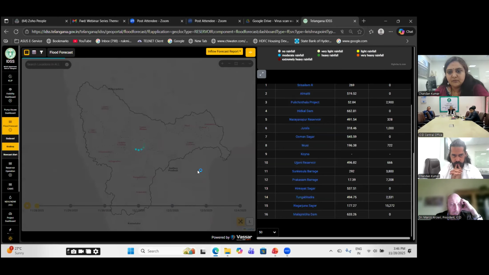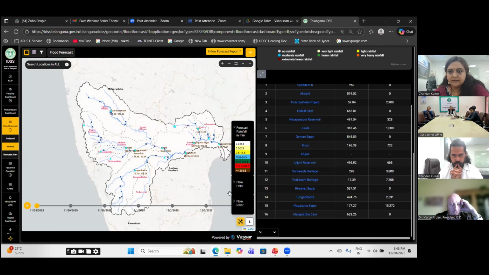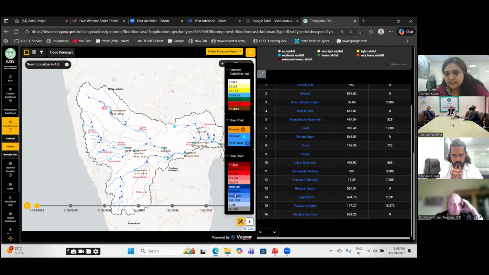This is the Krishna basin, which we have worked for also. And again, these are the flow points and the flow rivers. So based on that, for example, if the flow is between 8,900 to 18,000, we can see the color of it. This color is going to represent 3,600 to 8,900. So that is the kind of information we are providing through our flood forecast.